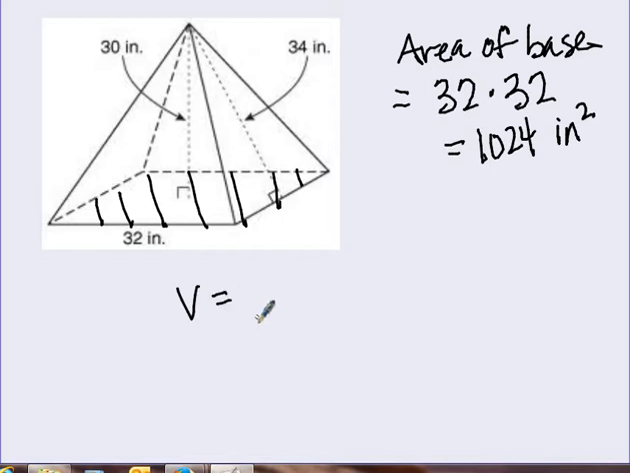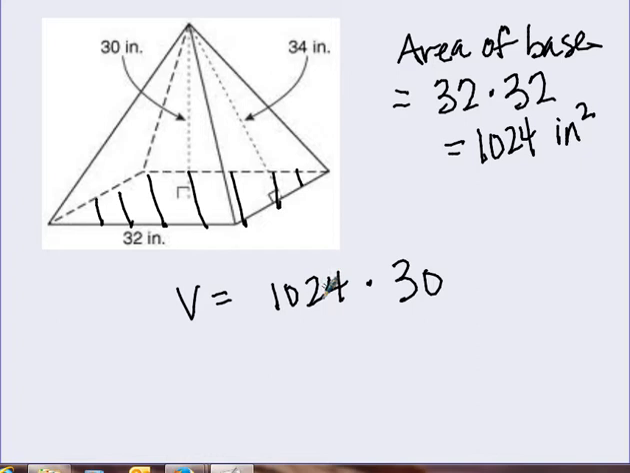So to find volume, I'm going to do the area of the base times the height. Now I have 2 heights here, a 30 and a 34. 34 is what we call the slant height. It's not perpendicular to the square that's the bottom of my pyramid. It's simply the height of one of the triangle faces. So the height I want to use is this 30 that's perpendicular to the base of the pyramid.